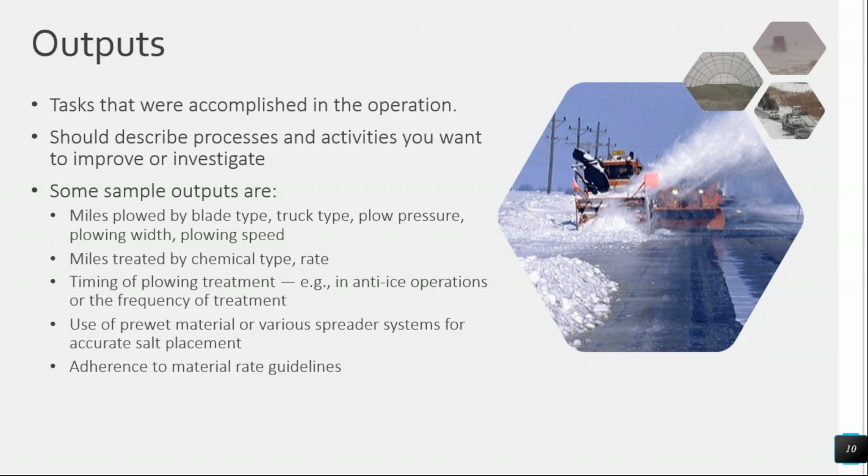And so some outputs are things such as miles plowed. And it's also really good to say miles plowed by what? Well, which type of blade? Miles plowed by blade type 1 versus blade type 2, or by truck type, or whether or not you use down pressure, or whether you use a plow balancer that actually lifts some of your plow pressure up. Plowing width or plowing speed, whether or not you use a wing. So even just miles plowed has a lot of different ways that you can think of it within that one category.